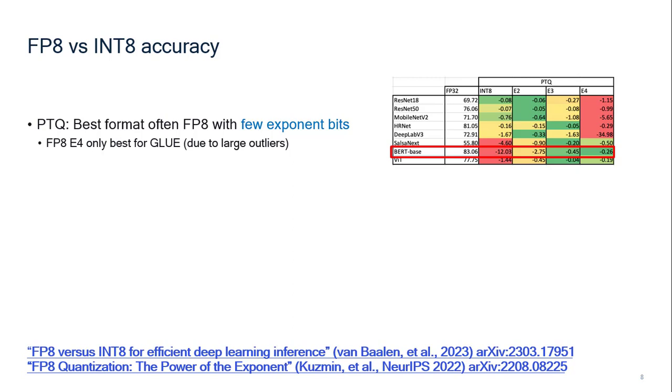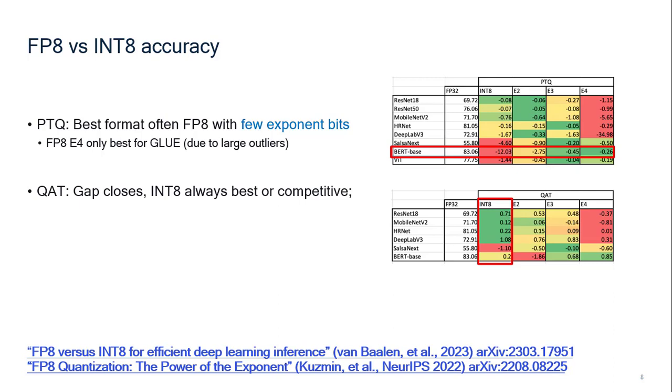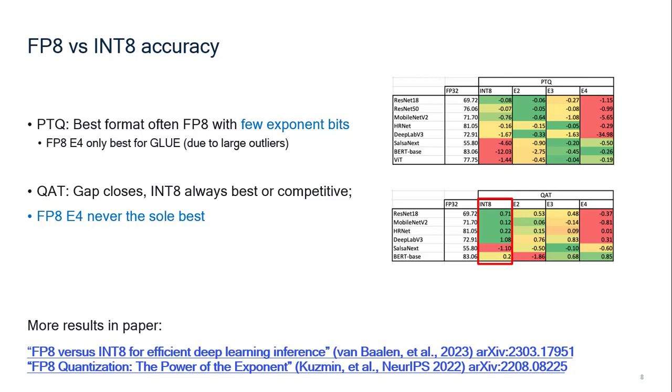For quantization-aware training, the gap closes. So here, INT8 is always the best or competitive, whereas FP8 E4 is never the sole best format. There's always competition from FP8 E3 and also from INT8. In our white paper, FP8 versus INT8 for efficient deep learning, and the associated NeurIPS paper, we provide many more results.